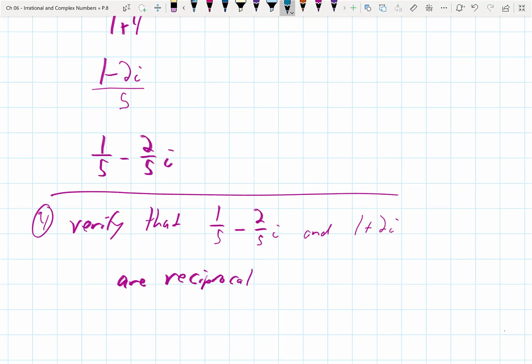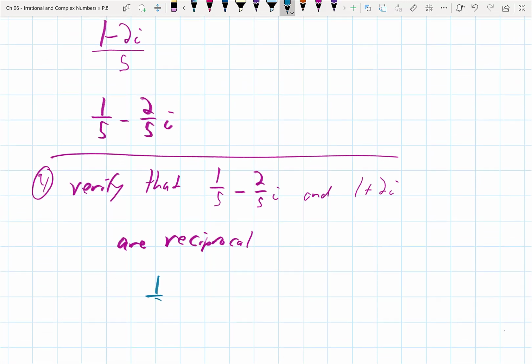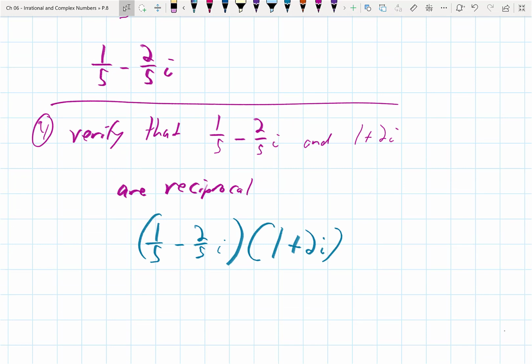the check is not that if I flip one, I get the other. The check is that when I take the two of them, 1/5 minus 2/5 i, and I multiply that by 1 plus 2i, what should I get? 1. A reciprocal is a number that when I multiply it by the other number, you get 1. So this should get 1. If I get anything other than 1, it was not a reciprocal.